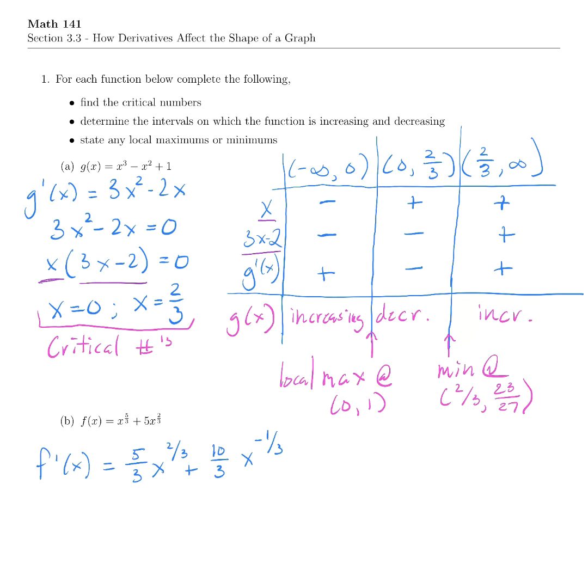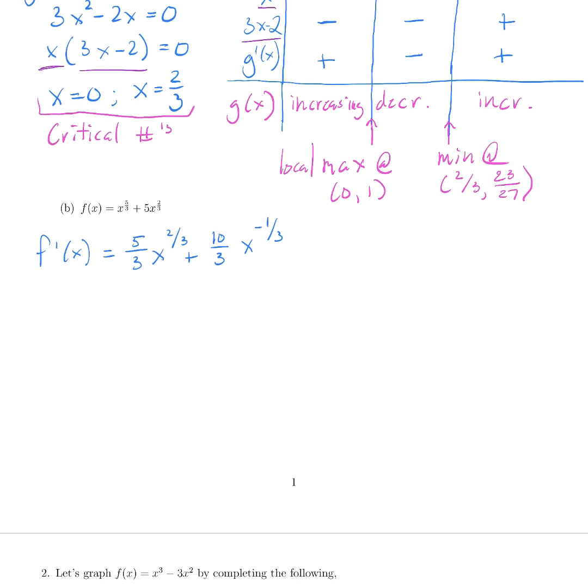Okay, I'm going to do something similar down here in part B, where the function is x to the 5/3 plus 5x to the 2/3. I left this one to work through here. I've taken the derivative just using the power rule. It's 5/3 x to the 2/3 plus 10/3 x to the negative 1/3.